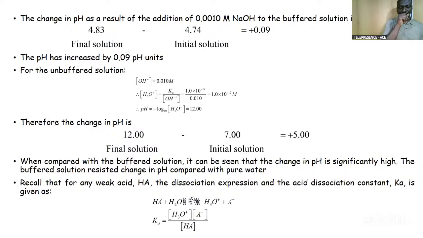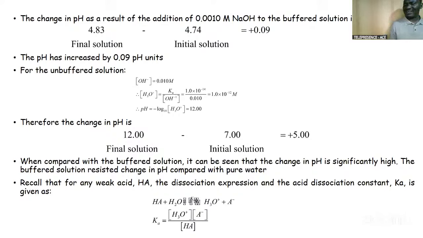So you can see the change in pH, because if this sodium hydroxide had not been added, the pH of water is 7.0. Now the change in pH is 5.00. That is, when you add the same amount of sodium hydroxide to pure water, the change in pH is plus 5.00. When you add that same amount of sodium hydroxide to a buffer solution, the change in pH is just 0.09. So you can see the importance of buffer solution.